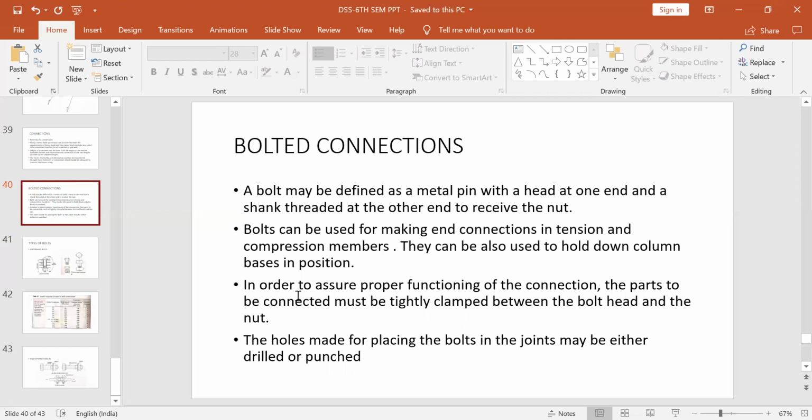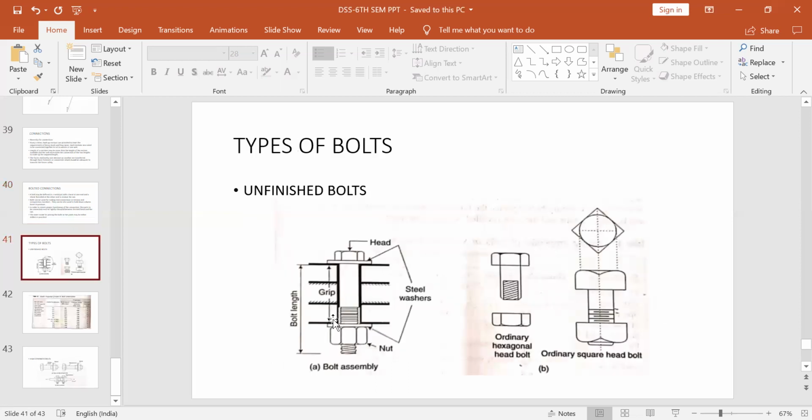Now, in order to assure proper functioning of the connection, the parts to be connected must be tightly clamped between the bolt head and the nut. So the bolt and nut should be tightly clamped. You cannot keep it loose. Otherwise it will slip, the nut will fall down, and under load it will break. The structure will fail.